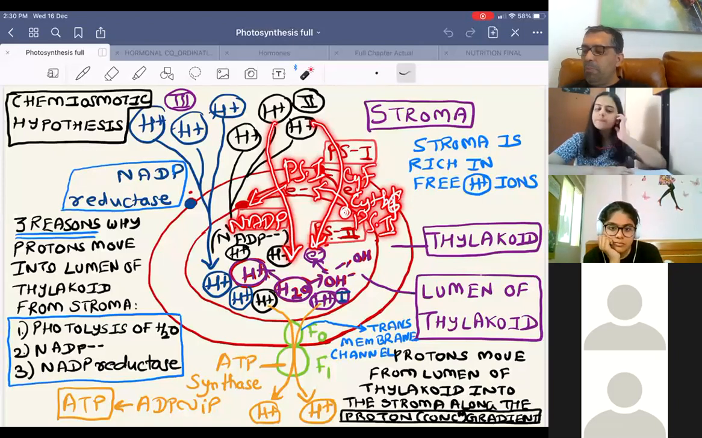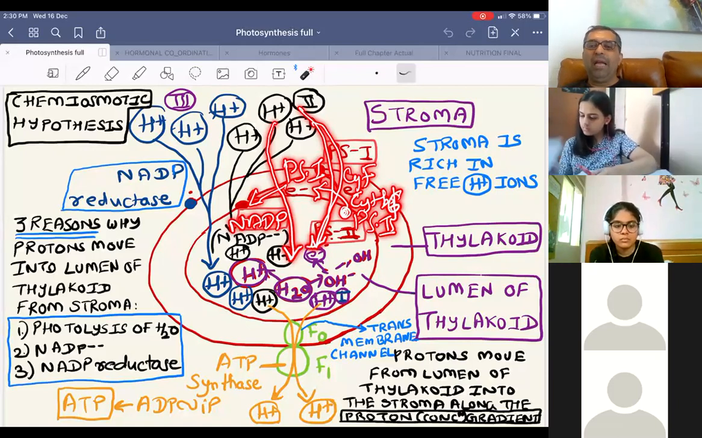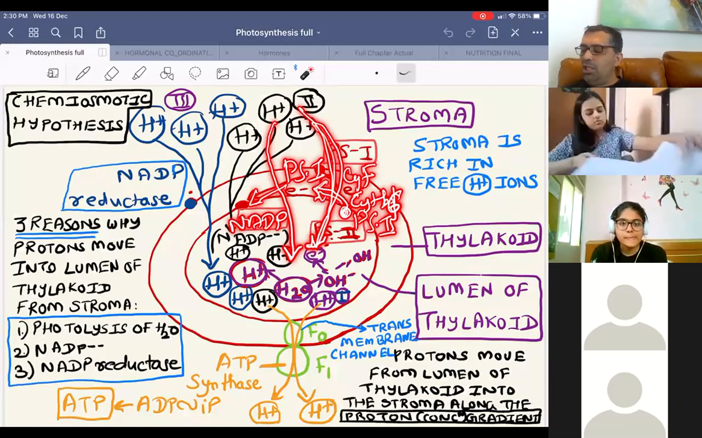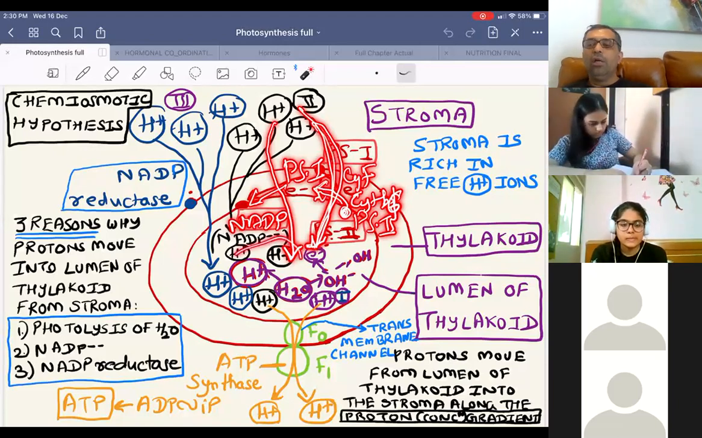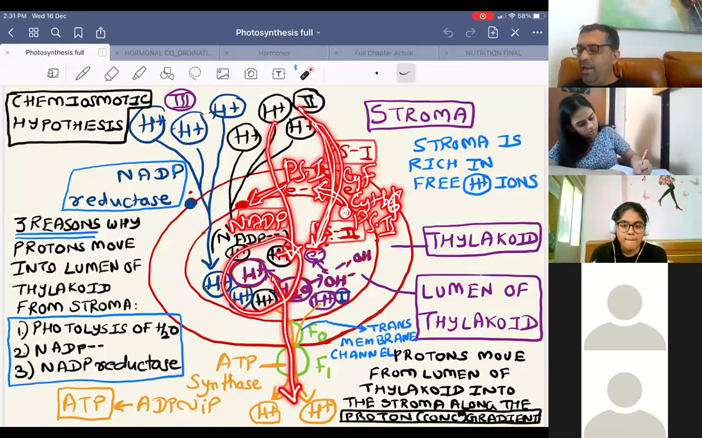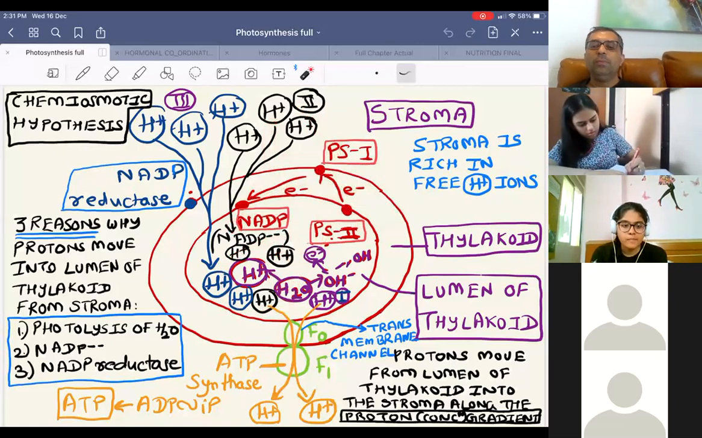Oh, okay. So basically, the energy which is released by the electron is trapped by the protons, right? Exactly, like we had done in respiration. So that energy is trapped by protons, which are accumulating in the lumen of the thylakoid. And when it passes back out into the stroma, that energy is trapped by ATP synthesis. Yes.